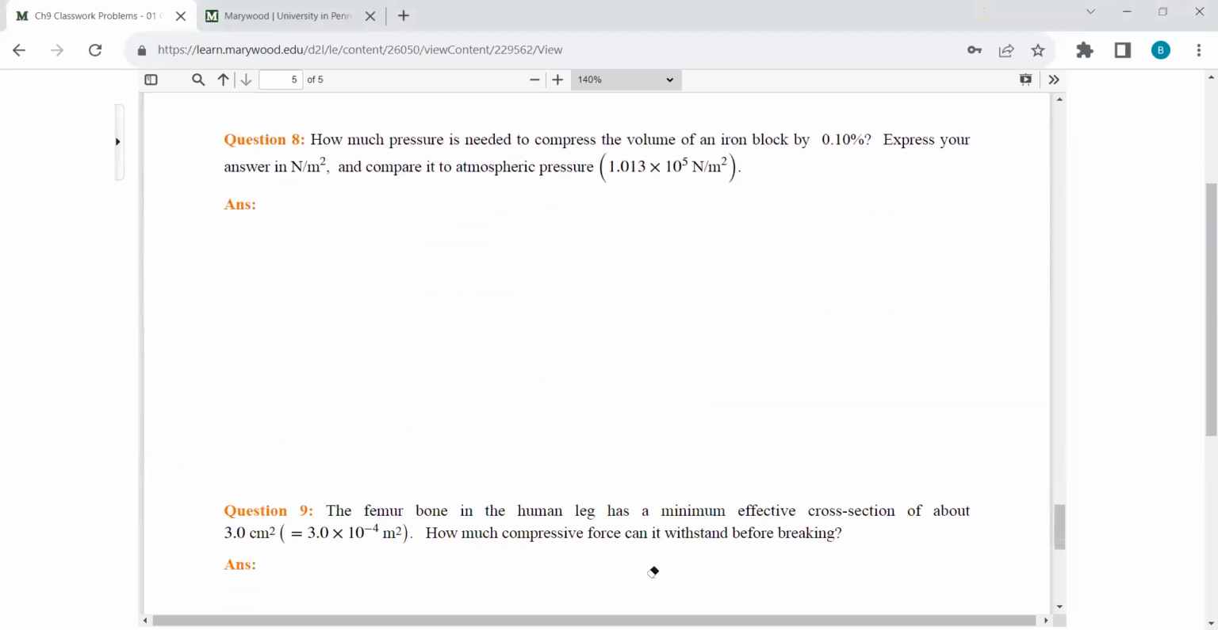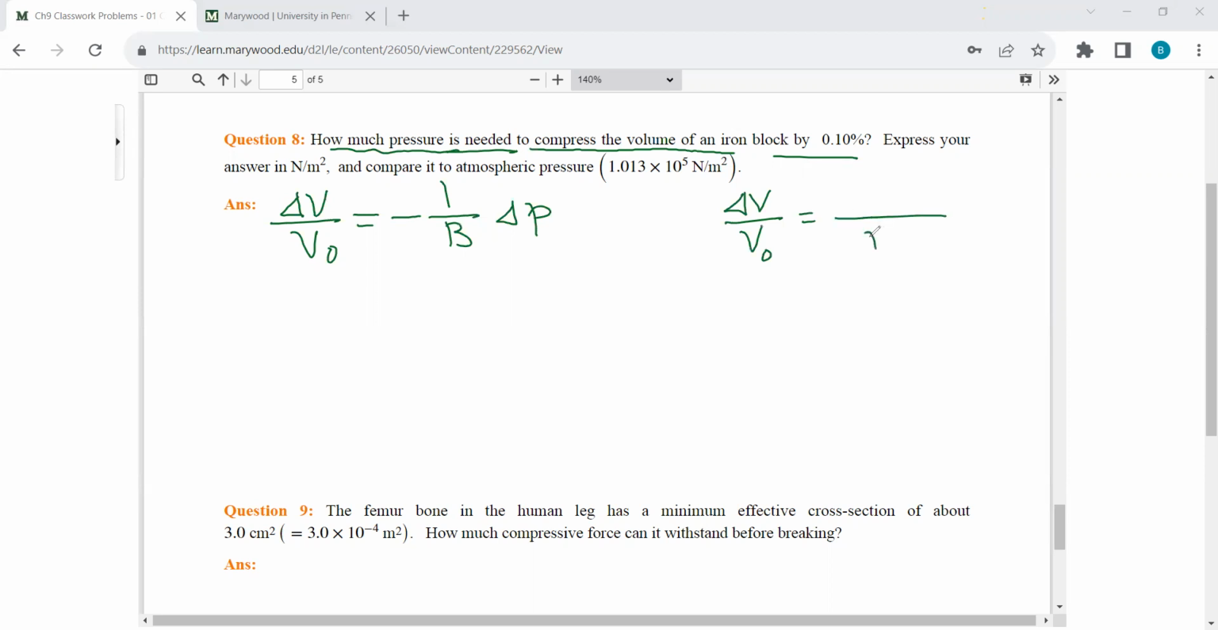All right. The next problem is about the change in volume. If you remember, the equation we derived there is this one. This equation tells us how much pressure is needed. So delta P we have to calculate to compress the volume of an iron block by 0.10%.